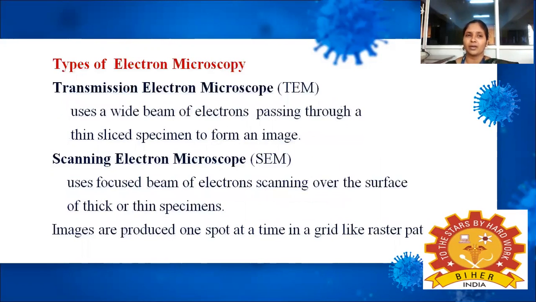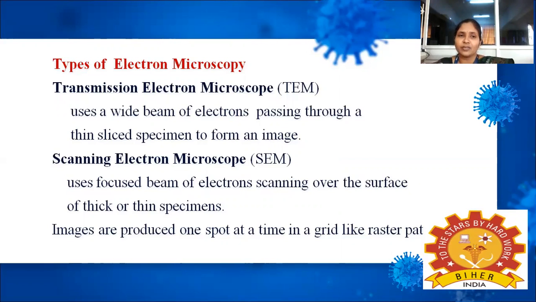The types of electron microscope. Two basic types are there: transmission electron microscope and scanning electron microscope. Transmission electron microscope uses a wide beam of electrons passing through a thin sliced specimen to form an image. It uses the transmitted electrons, which are captured on a fluorescent screen, and that screen will project an image of the specimen. So that is the transmission electron microscope.